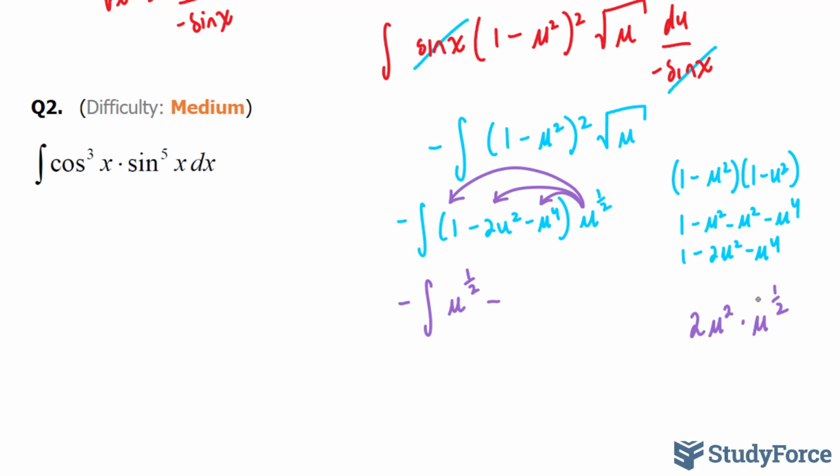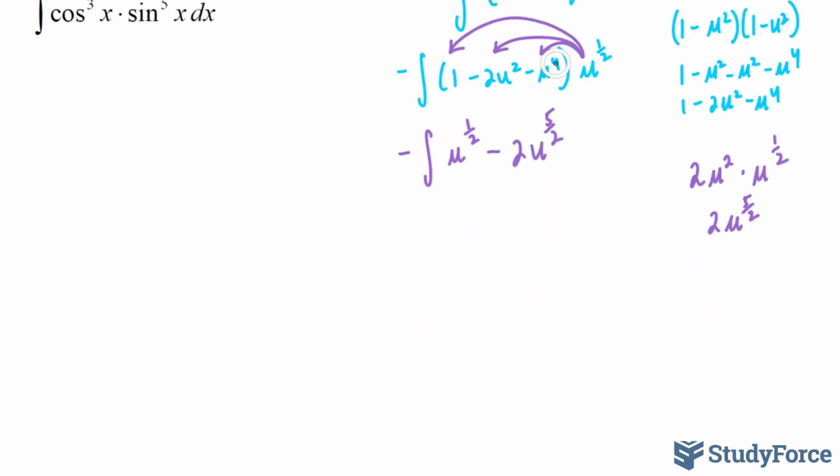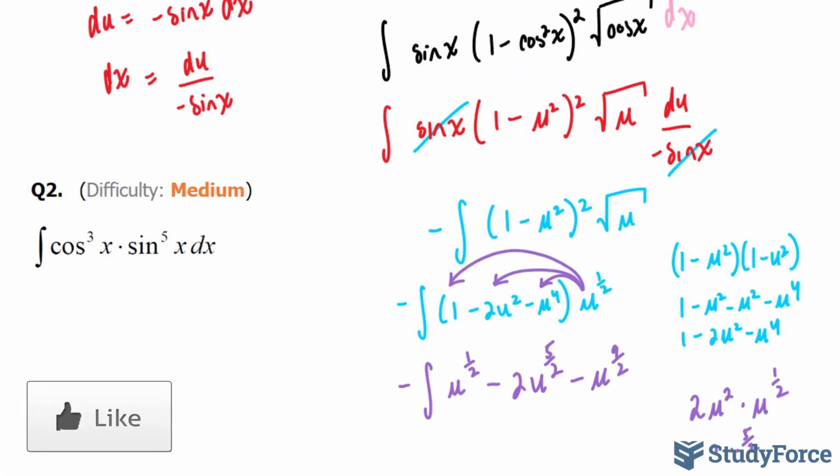So 2 plus half is equal to 2.5, and that is equivalent to 2u to the power of 5 over 2. So 2u to the power of 5 over 2. And similarly, 4 plus half is 4.5, and 4.5 is the same thing as 9 over 2. So minus u to the power of 9 over 2.